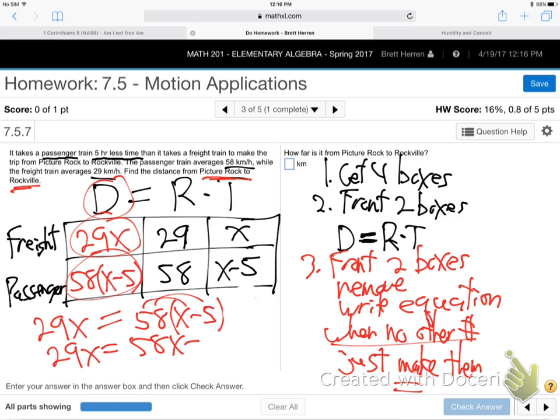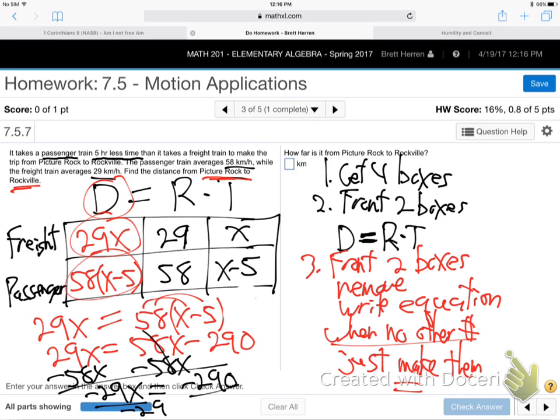58x minus, what's that, 250 and 40, 290? How do you solve for x here? I'm going to subtract the 58x, be a little quicker, just get the x on the left side. What's that, minus 29x, I think? Yeah, equals minus 290. Last step, divide by minus 29. X is 10.